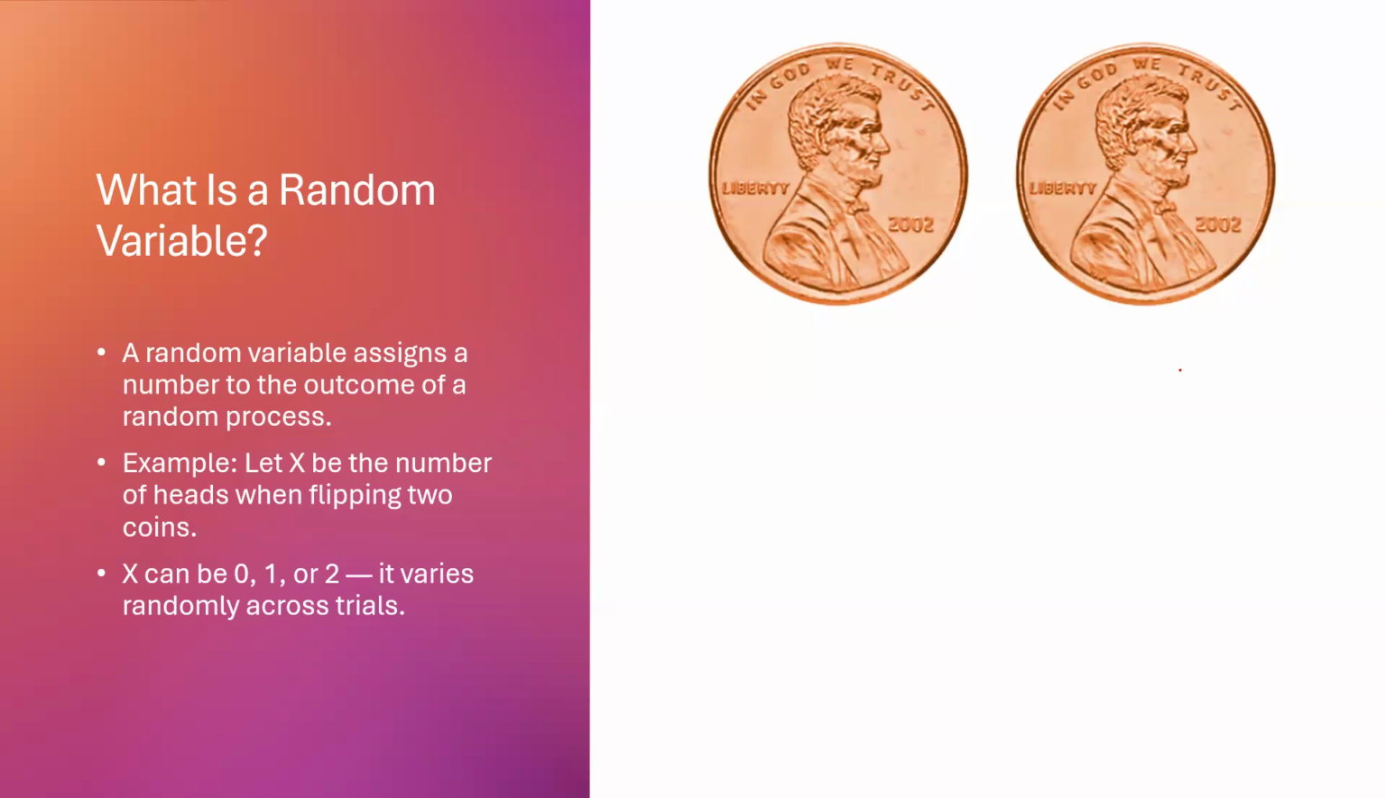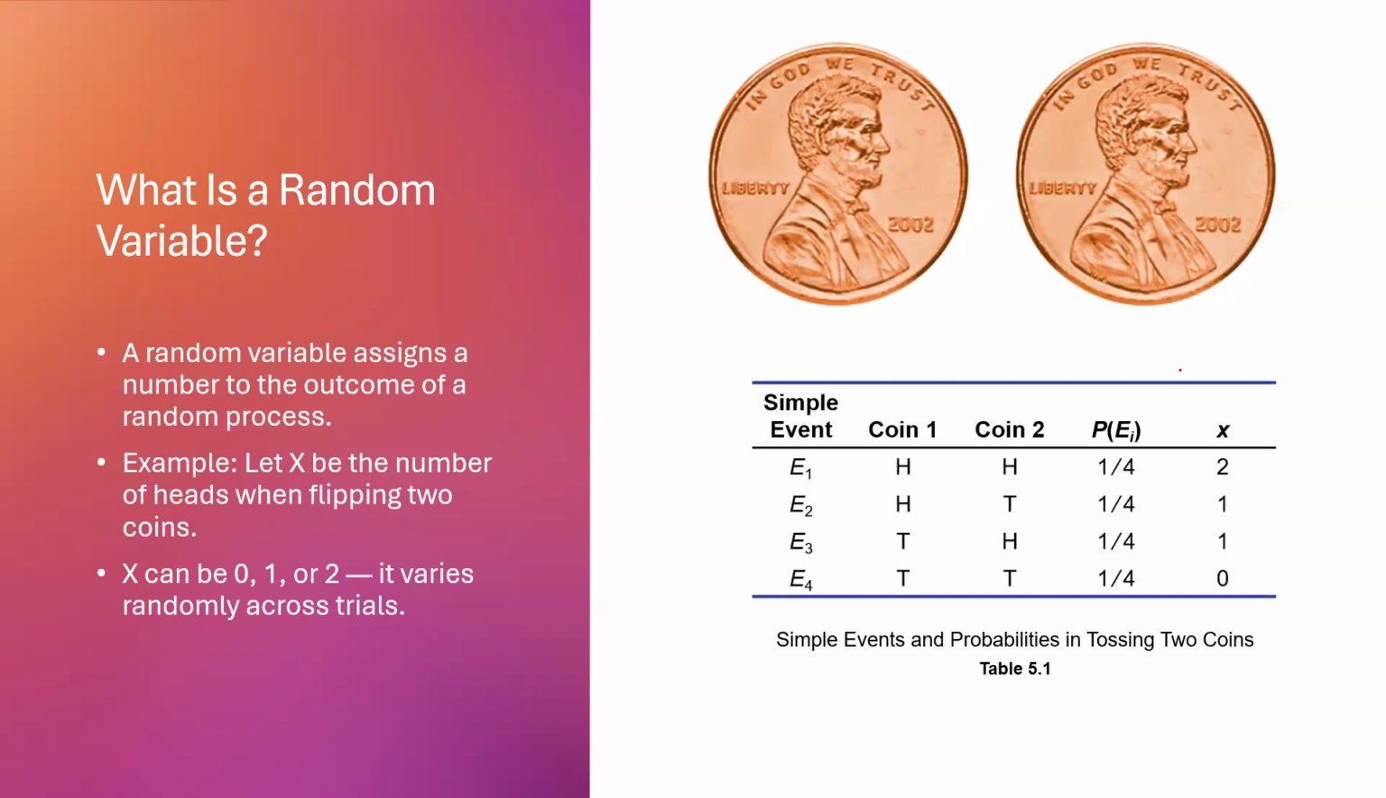Let's take the example of flipping 2 coins. If we define x to be the number of heads we observe, then the possible outcomes of the experiment, we could have heads, heads, so a total of 2 heads. Heads, tails, a total of 1 head. Tails, heads, a total of 1 head. And tails, tails, or 0 heads when we flip the 2 coins.